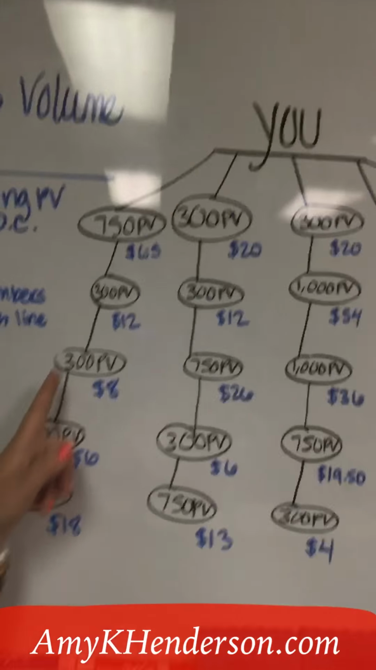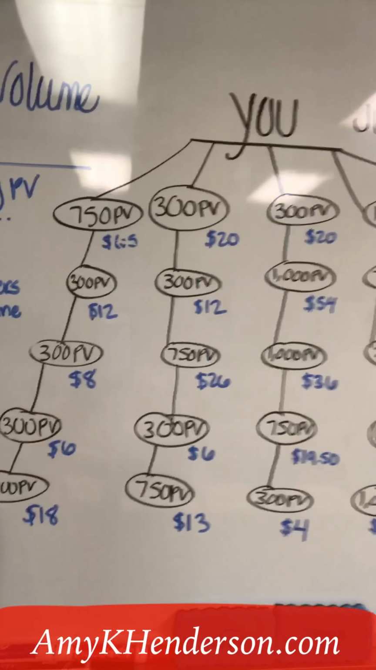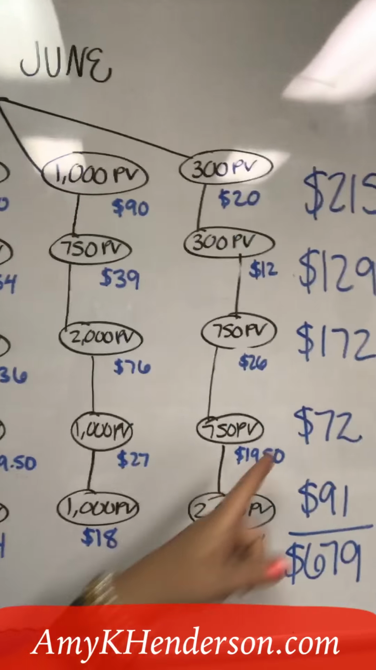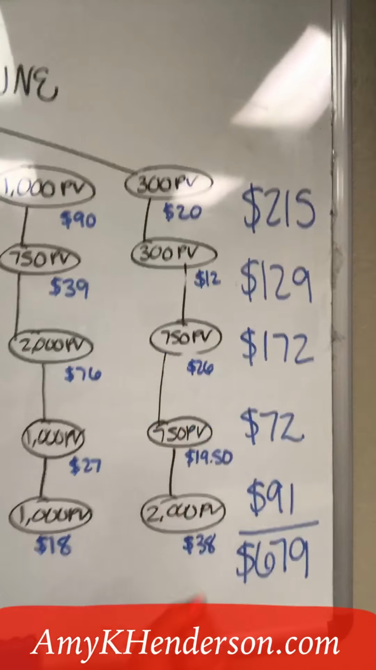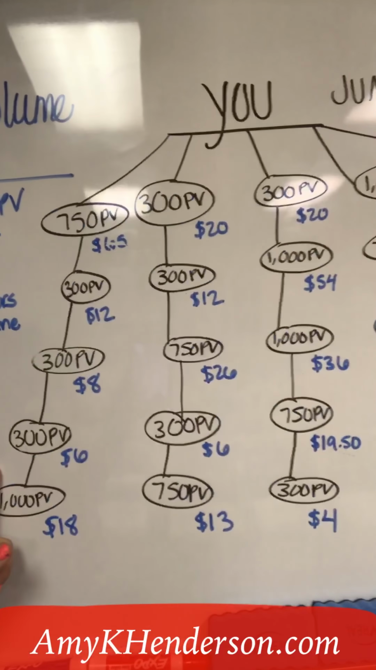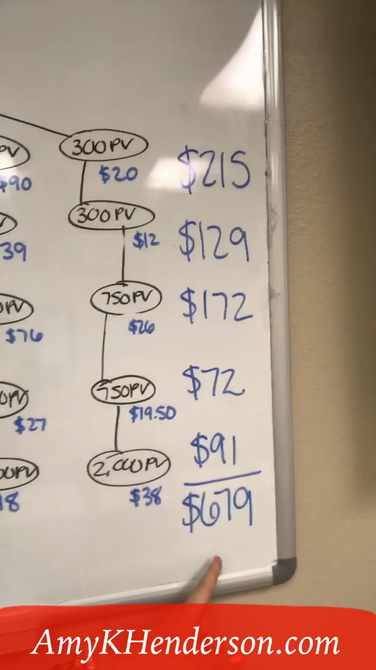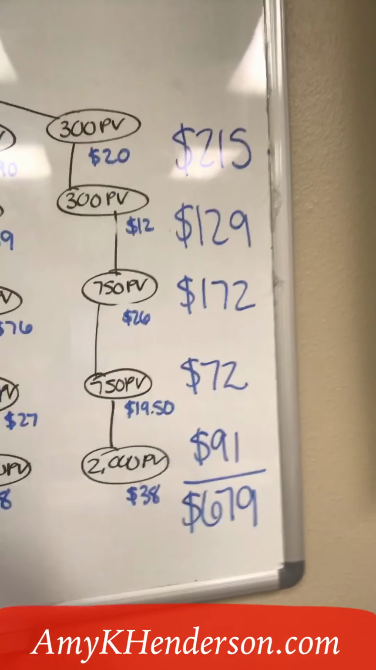So how do you move to the 3rd line? You guessed it. Do you have 5 people with 300 PV? Yes, you do. So you're going to get paid your 4% here. So you have another $172. Same thing with your 4th and 5th lines. Okay, so that all is going to add up to equal approximately $679.